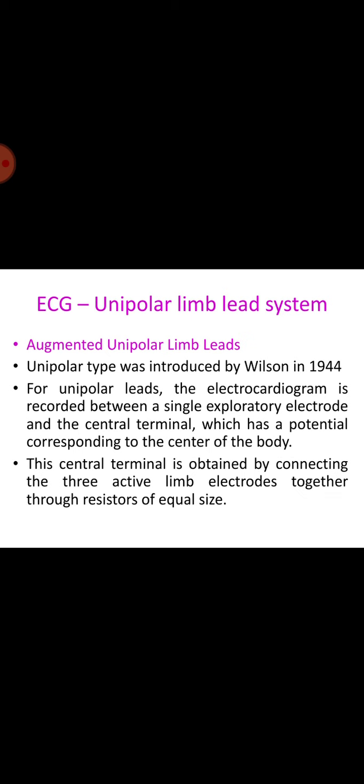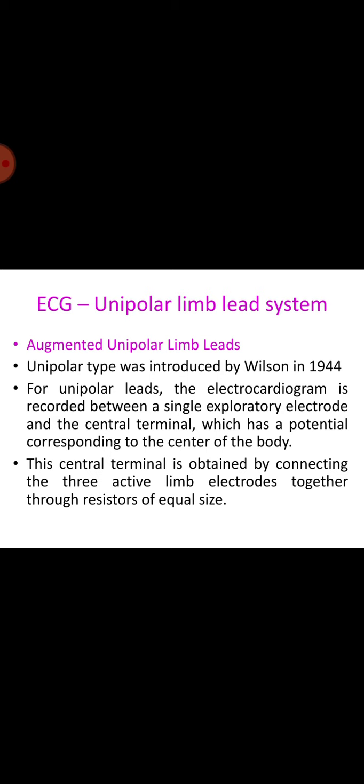Now let us see the augmented unipolar limb lead system. This was introduced by Wilson in 1944. In these leads, the electrocardiogram is recorded between a single exploratory electrode and the central terminal. The central terminal has the potential corresponding to the center of the body. It is obtained by connecting the three active limb electrodes together through resistors of equal size, so the potential at the resistors corresponds to the mean of the potentials at the three electrodes.